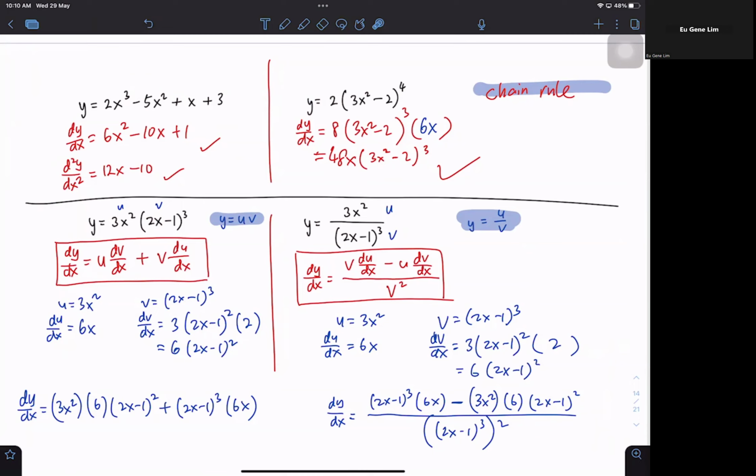Okay, next is the UV, UV and also U over V. When do we use UV? When the left hand side has X, and the right hand side also has X. When you have X on both left and right.